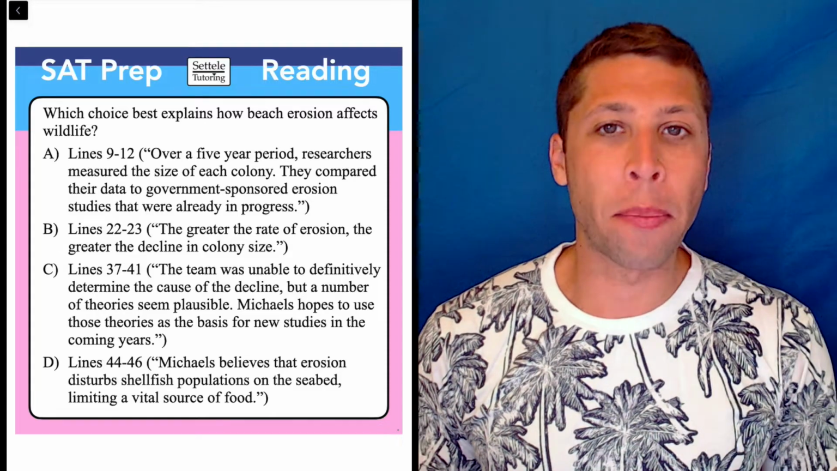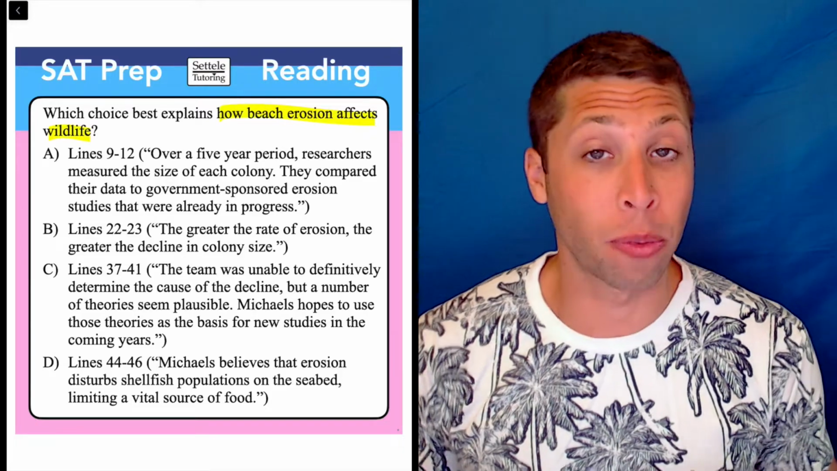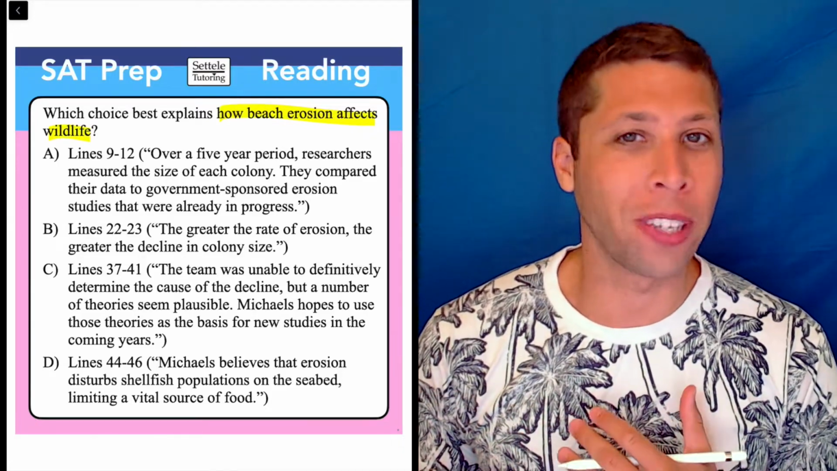This question seems to have a pretty straightforward question, right? Which choice best explains how beach erosion affects wildlife? So I think right away, two of these choices probably just don't feel like they match at all, right?